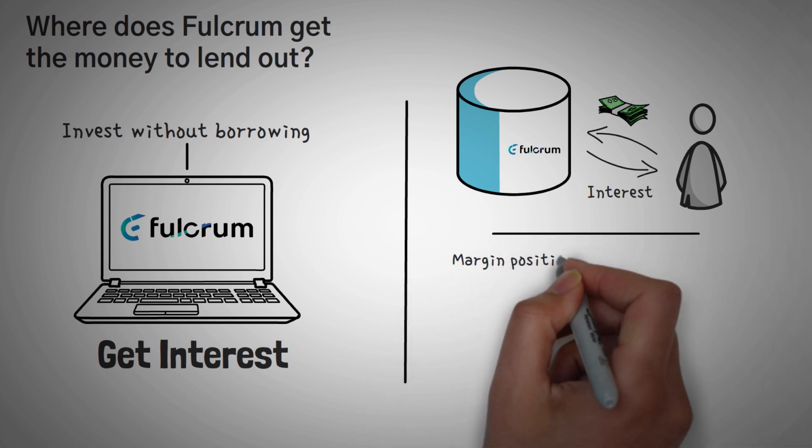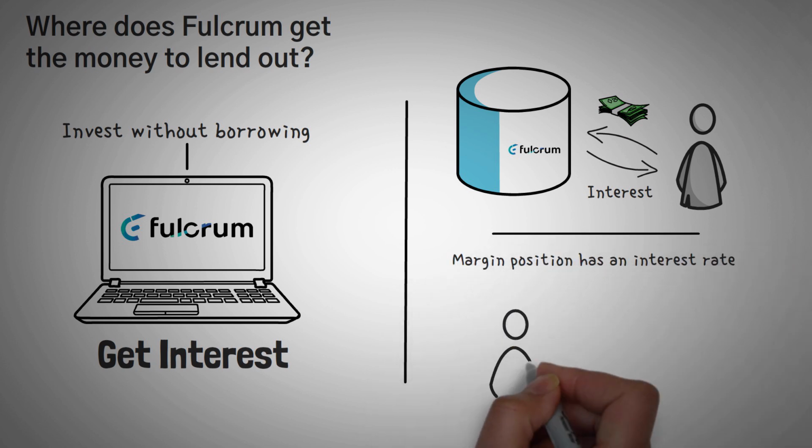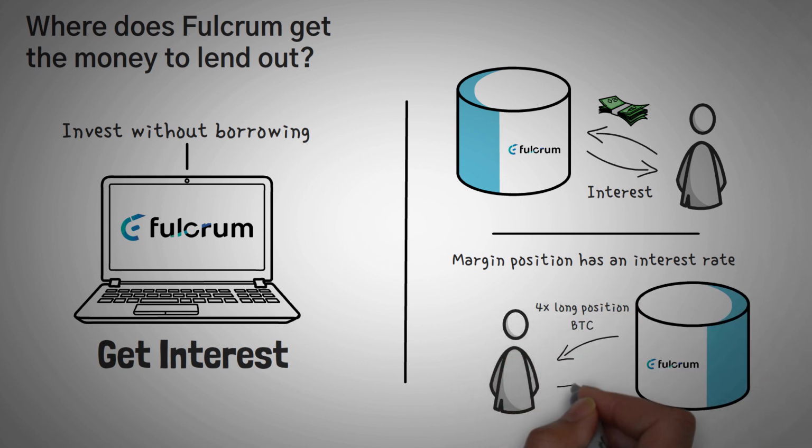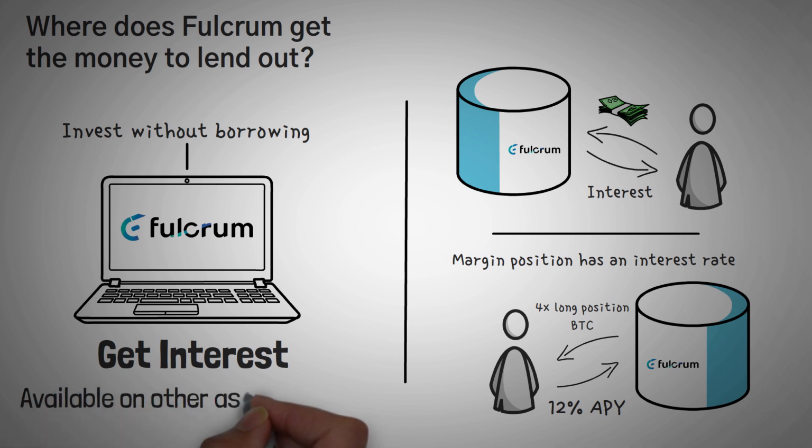Also, any margin position has an interest rate that you have to pay associated with it. For example, if you wanted to buy a 4x long position on Bitcoin, you'd have to pay a 12% APY to the Fulcrum protocol. So far in the video, I also don't think I've mentioned that you can make long and short positions on other assets and not just Ethereum as well. They have a few other options.